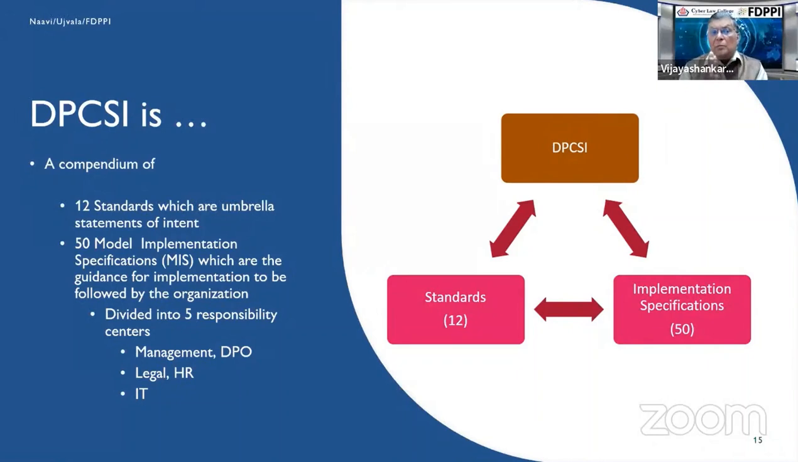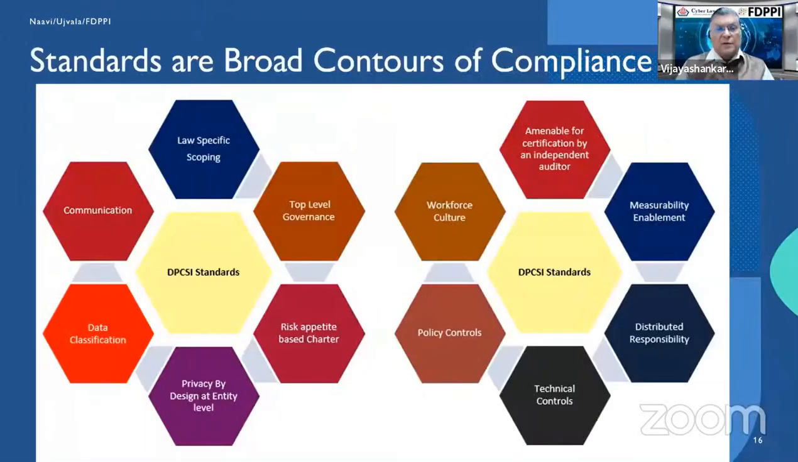Now, these 50 model implementation specifications are divided into 5 responsibility centers: management, DPO, legal, HR, IT. Management and DPO are at the top level, because in India the DPO is a person at the KMP level, which means he is almost part of the board. So the top management will take certain responsibilities. Middle management like legal and HR will take some responsibilities, and the IT department, which is today taking responsibility for security, will handle some of the model implementation specifications.